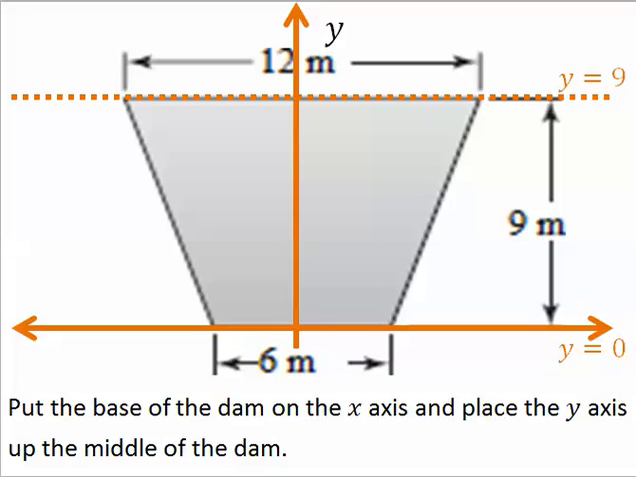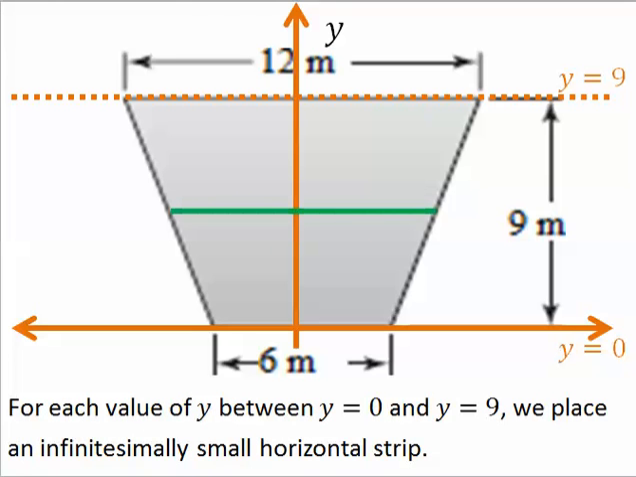We're going to put the base of our dam on the x-axis and place the y-axis up the middle of the dam. For each value of y, we place an infinitesimally small horizontal strip. The thickness of this strip is infinitesimally small. The width of the strip is going to be from one side of the dam to the other, and that length is going to be constantly changing.